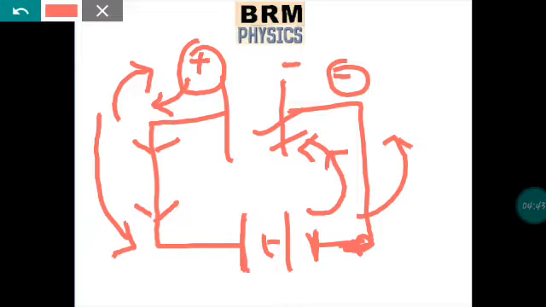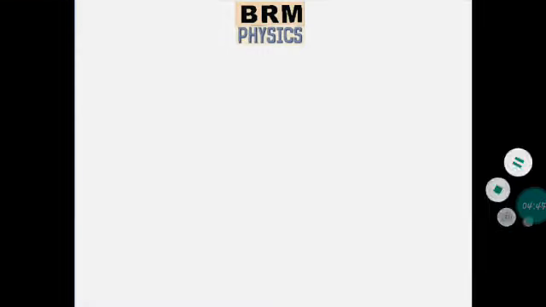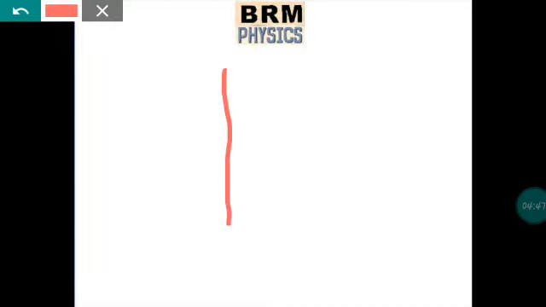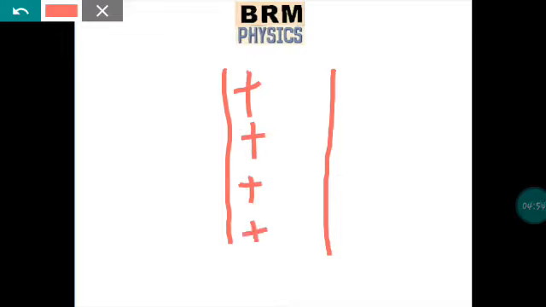And this work done is stored as potential energy in a charged capacitor. Understood? So we understood the concept of stored energy in a charged capacitor. Now we are going to discuss the expression of the energy.